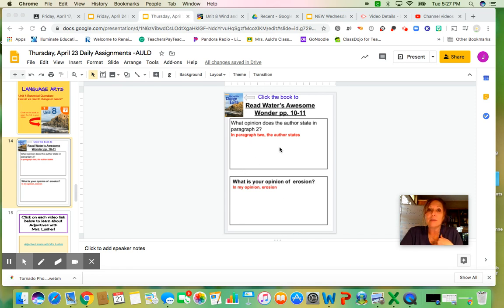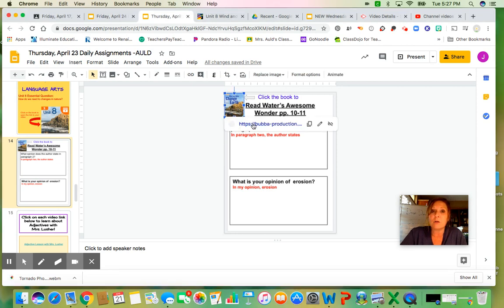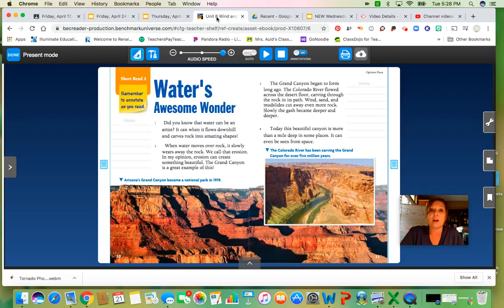So our questions on here say we're going to look at pages 10 and 11 in our book. So you can click the book right here, and it will take you to the link for our story. The questions say, what opinion does the author state in paragraph 2? Okay, so we want to know the opinion that the author has in paragraph 2, and then they're going to want what your opinion is. Okay, so let's go to our story. We're going to go to pages 10 and 11, and we are going to focus on paragraph number 2, and we want to know what the opinion that the author had.